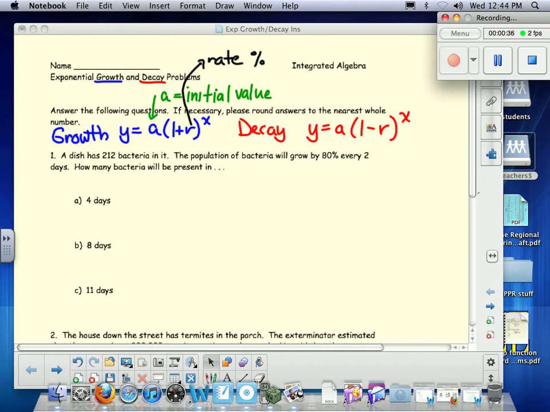Decay works the same way, but instead of adding to the 1, we are going to be subtracting. We're getting rid of some things, killing them off. Let's jump right into number 1 about bacteria.